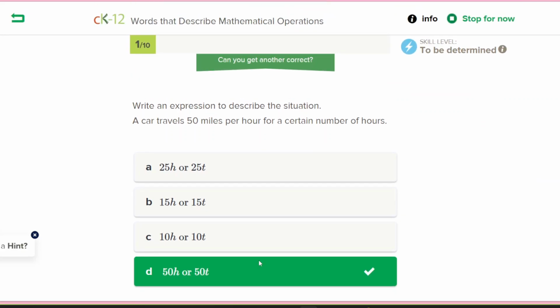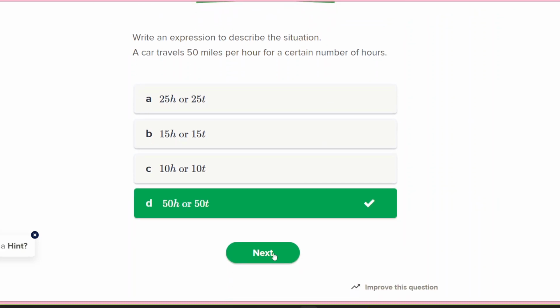Identify unknown quantities, call them something, and then certain key words. Miles per hour means you have a ratio, per, division going on there, miles over hours. And then to get a total distance, you have to multiply speed by time so that the time units will cancel and you'll be left with distance units. All right, let's keep going.